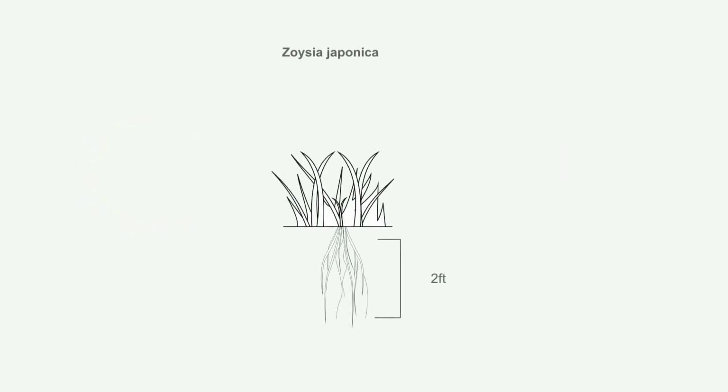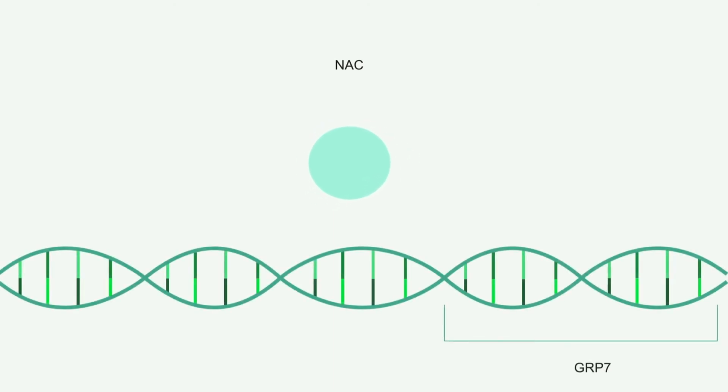We then looked for a suitable species of turf to edit. We landed upon Zoysia japonica because its natural root systems are already 2 feet deep, and because its genome has been sequenced and is publicly available. We combined these two pieces of information and began to look through the genome of Zoysia japonica to find genes which were similar to those that code for transcription factor and promoter that were used in the other studies. And we found them. The transcription factor is called NAC, and the promoter is called GRP7.